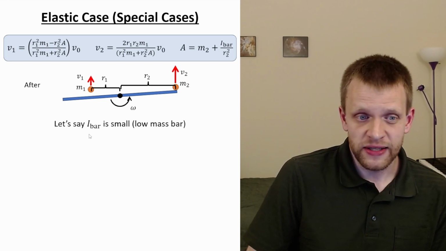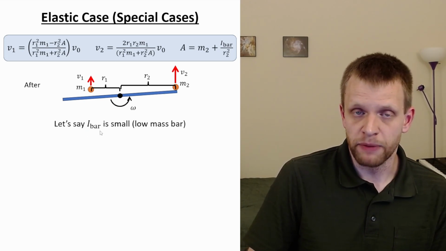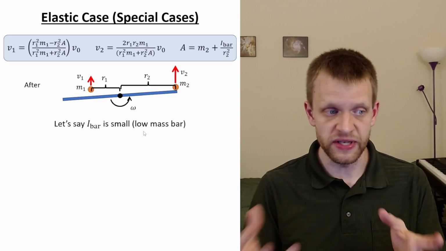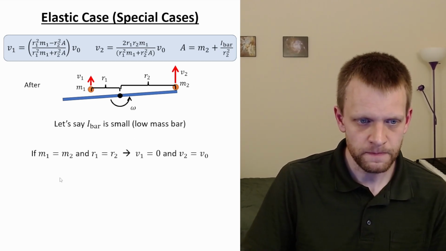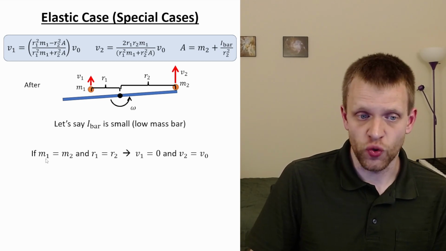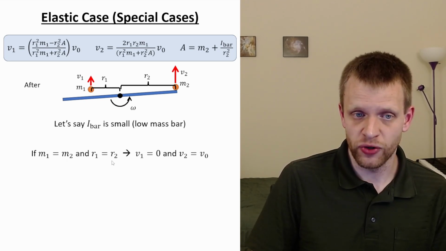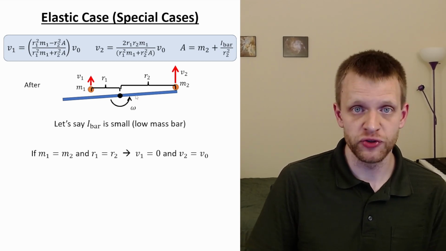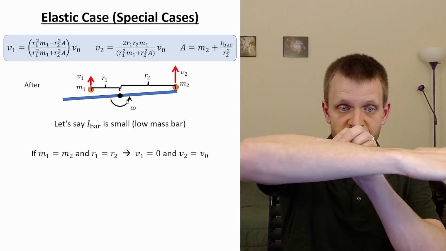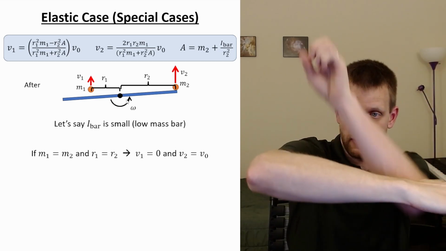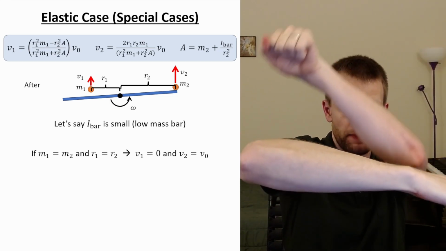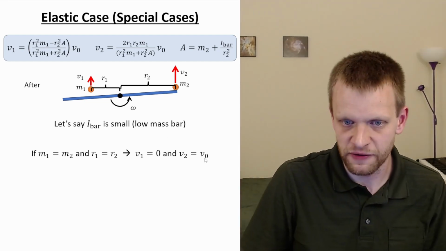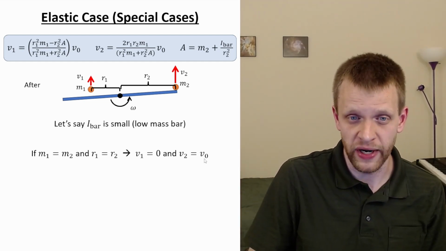But again, for this calculation, let's say that the moment of inertia of the bar is small, so we have a relatively low mass bar compared to some of the other masses that we're using. If we have the case where the masses are the same and those r distances are the same, then object 1 should completely come to a stop. Like, the bar is still going to be moving, but m1 hits and completely goes to a stop and just launches the bar, and that other bar launches object 2 at exactly the velocity that object 1 had beforehand.